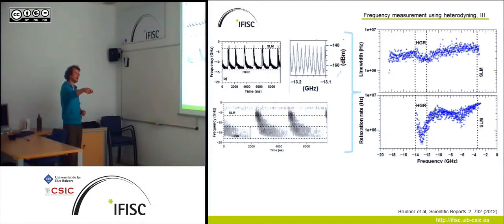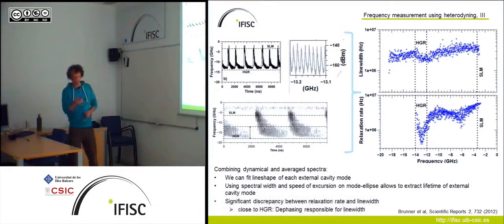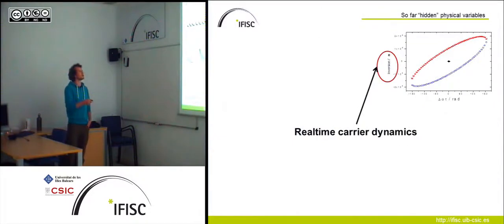But suddenly in the highest gain region, you can already see it from this plot, the relaxation rate drops dramatically. I mean, almost by one order of magnitude. And this is not reflected in the line width of the external cavity modes. So this is why we attribute this more or less constant line width of all these modes to dephasing effects rather than relaxation effects. So this again is some information which is new and extracted using this technique.